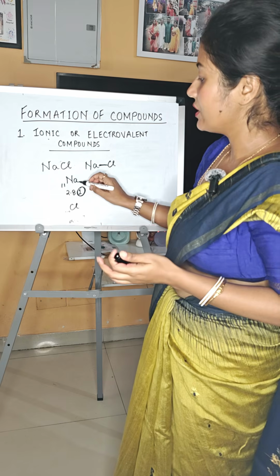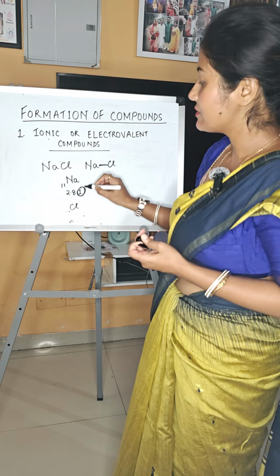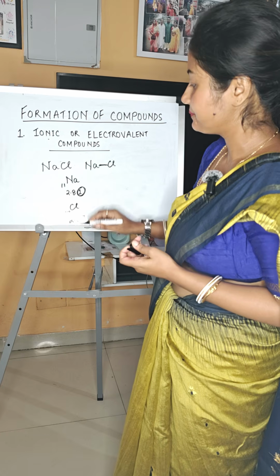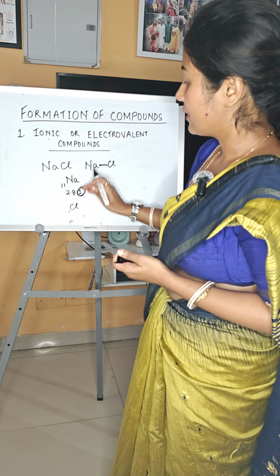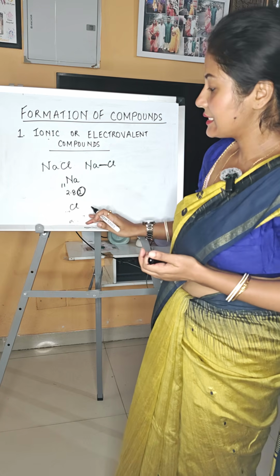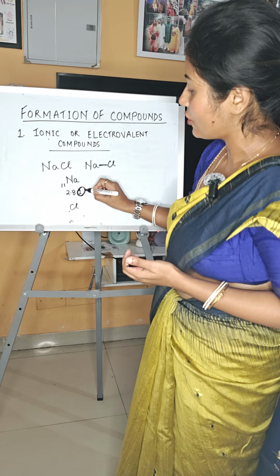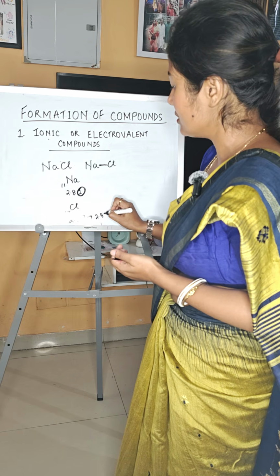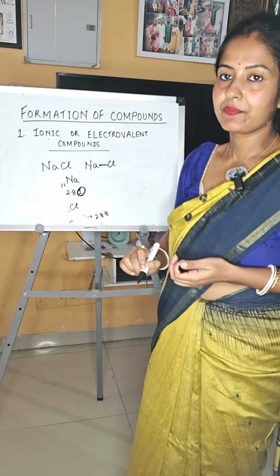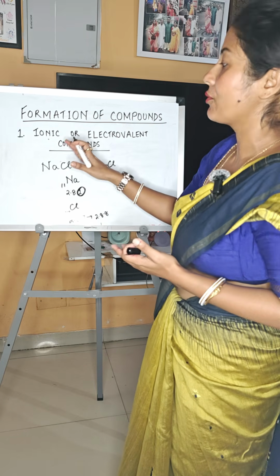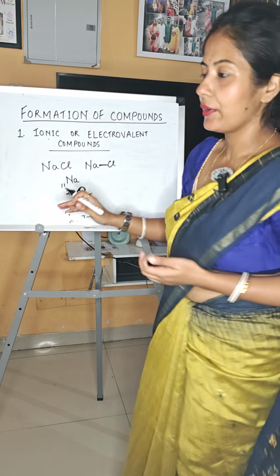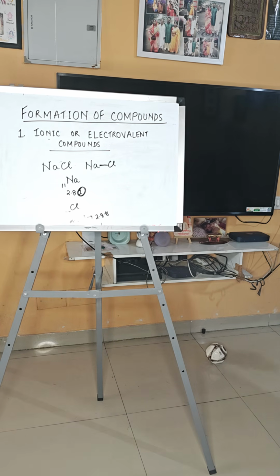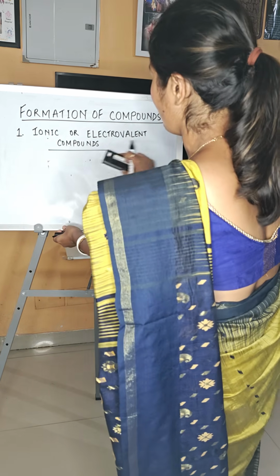So, naturally sodium is one such species who is ready to donate this one electron. So, if chlorine bonds with sodium, it can easily attain this one electron from sodium and it can achieve the nearest noble gas configuration 2, 8, 8. This is the concept of the formation of ionic or electrovalent compounds. How the bond is actually formed.